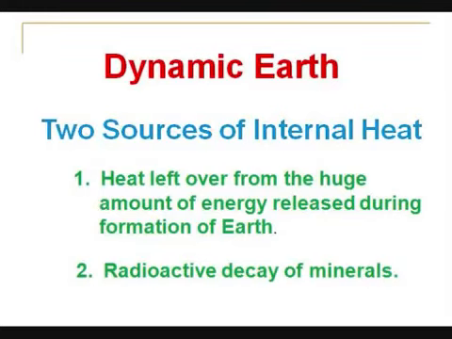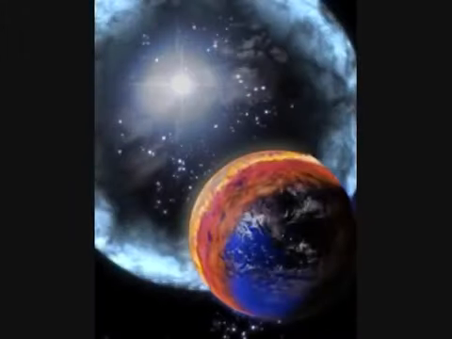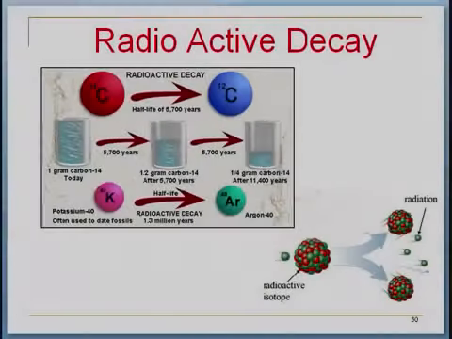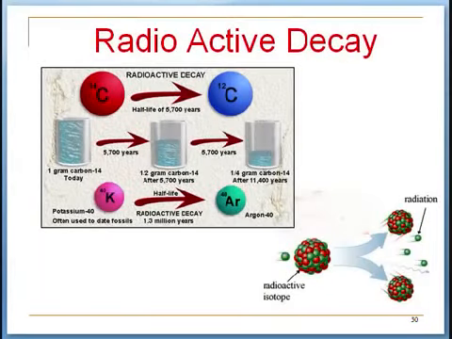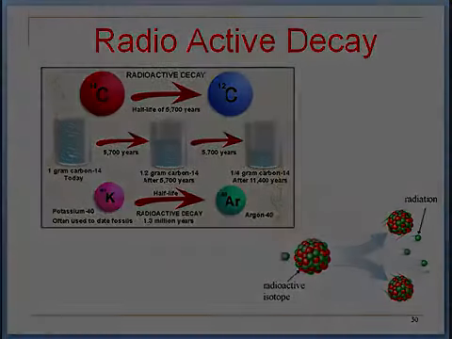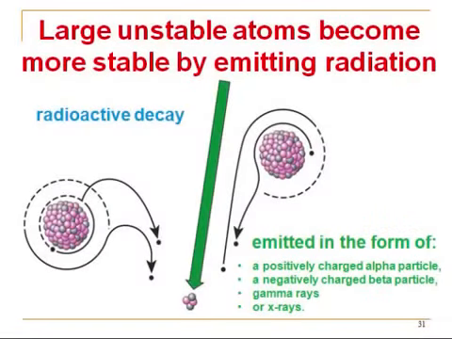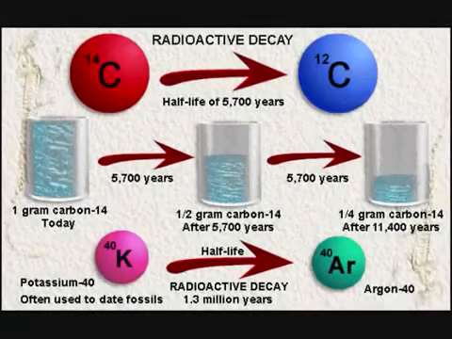The first internal source is the heat left over from the huge amount of energy released during the formation of the Earth. The second comes from the radioactive decay of minerals present in the Earth. The unstable elements are called isotopes. They are atoms, they are unstable, and want to go from an isotope to a stable atom. When this occurs, they give off some gamma rays or particles, which are forms of energy that are released as heat.